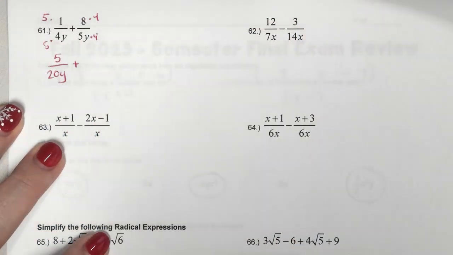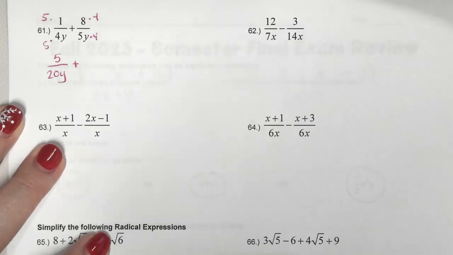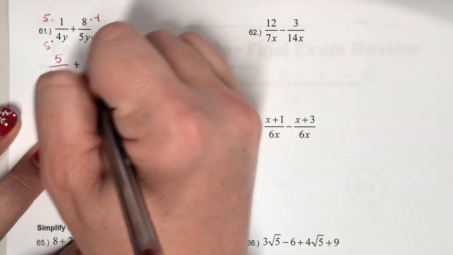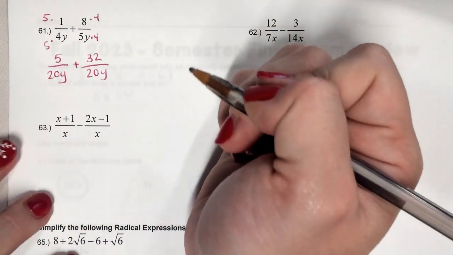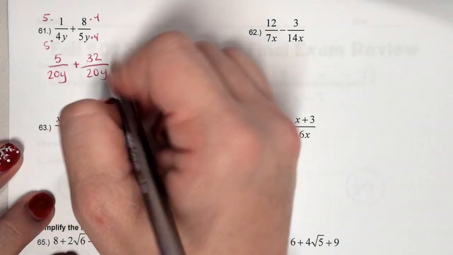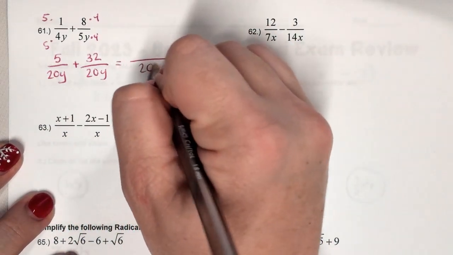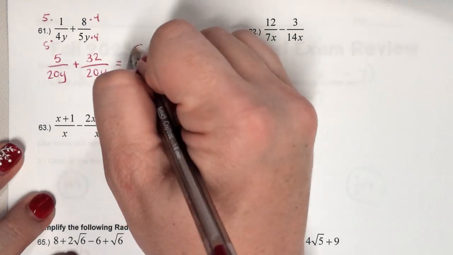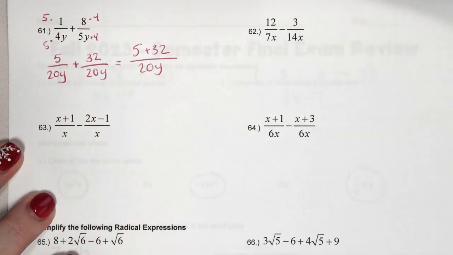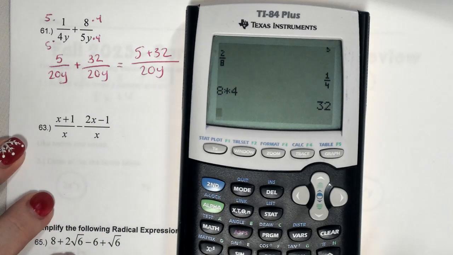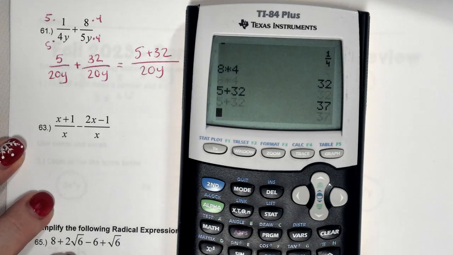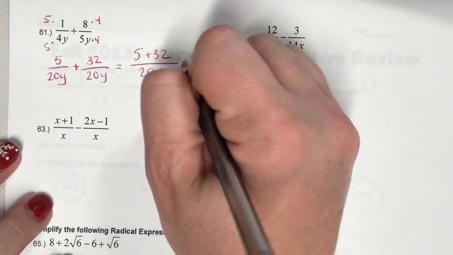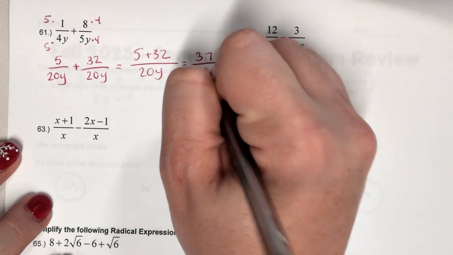8 times 4 is 32. 32 over 20y. And now, because they have a common denominator, I have 20y and I have 5 plus 32. They can combine. You don't really have to rewrite it right there, but I wanted you to understand. And that gives me 37 over 20y, which does not simplify.